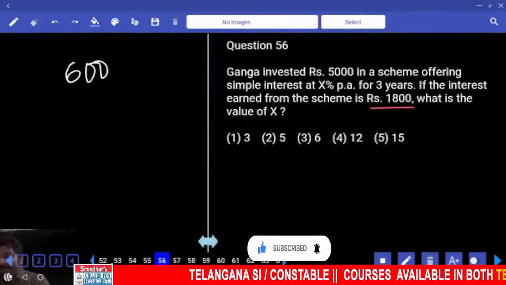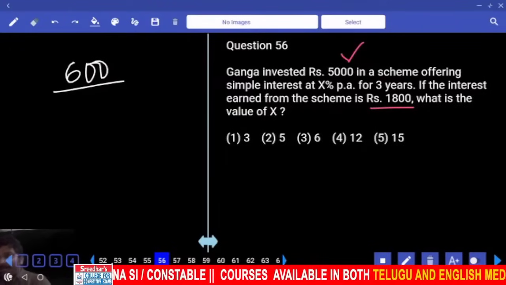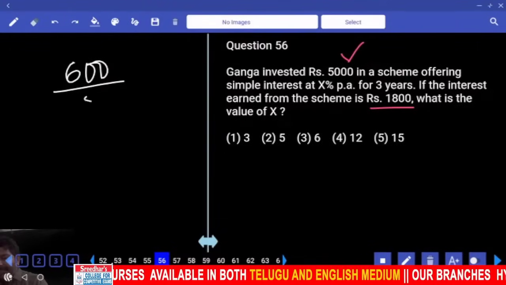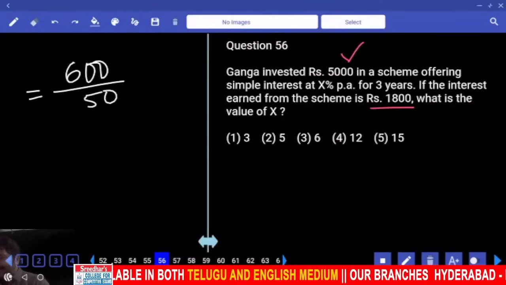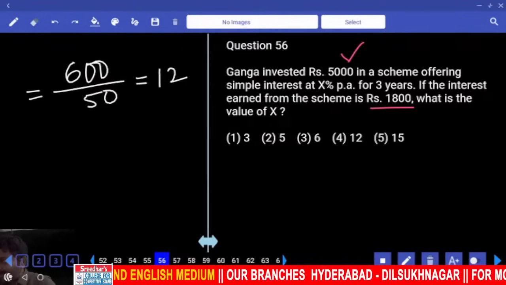600 rupees we need to convert into percentage, correct? What is 1% of the principal? 50, not 5. 1% is 50. So to convert 600 to percentage, I am dividing that with the 1% value. Answer, 12%.